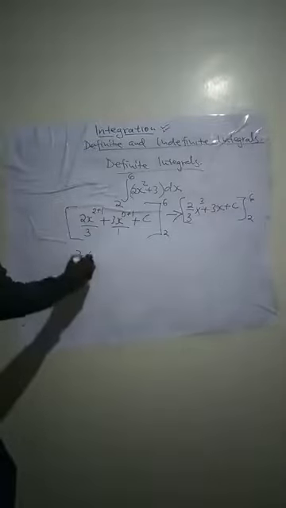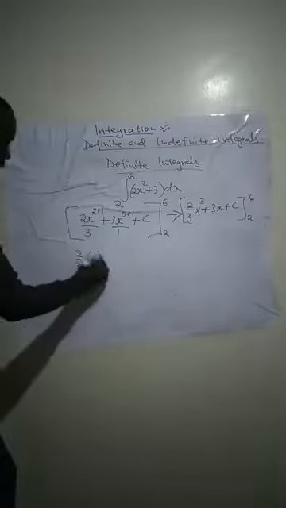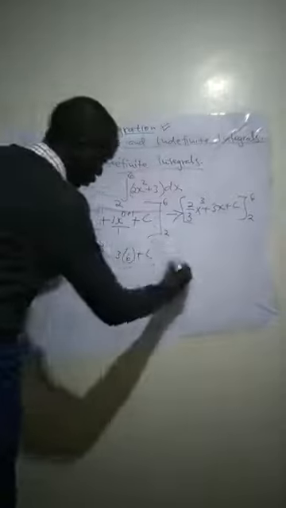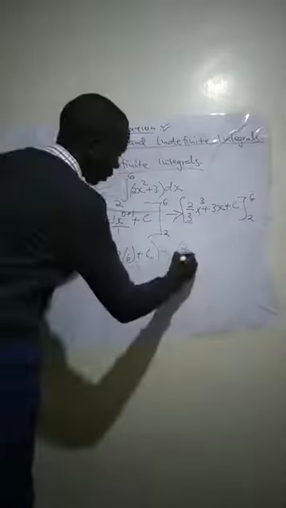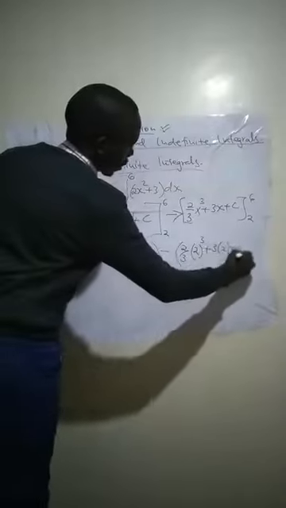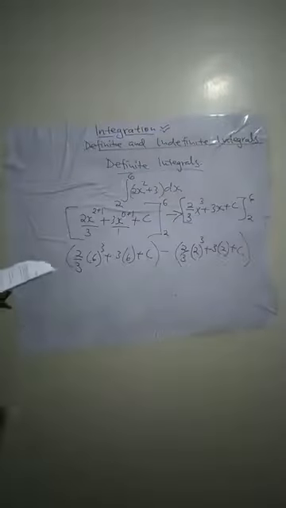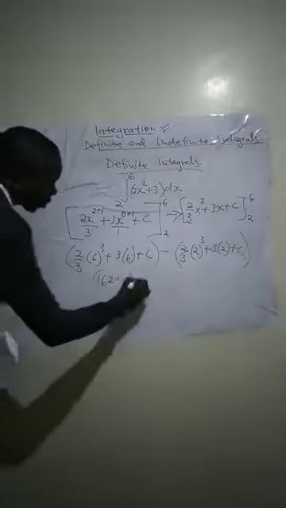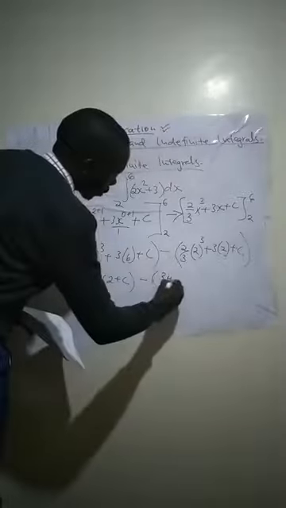Then from there we now replace. We have 2 over 3 into 6 cubed plus 3 into 6 plus c, then close the brackets. You start with the upper limit, then subtract the lower limit: 2 over 3 into 2 cubed plus 3 into 2 plus c. So the first part here, we get 162 plus c, minus the other part, we get 34 over 3 plus c.